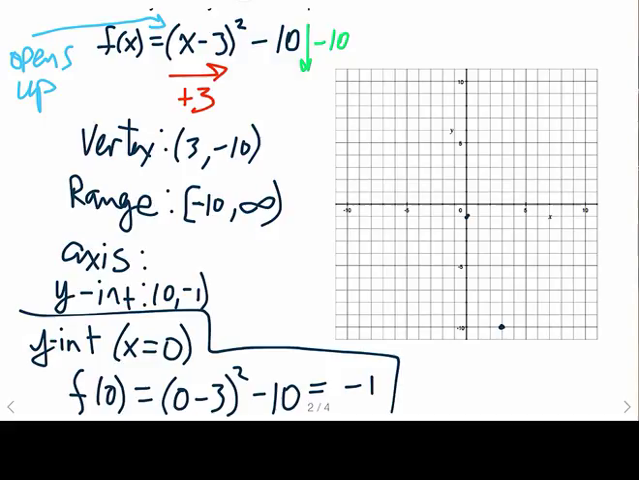And now what we're looking at is a parabola that has a vertex at (3, -10) and goes through the point (0, -1). That's enough information to draw a good piece of this, so let's go ahead and do that. And here we have a nice curve from the vertex to that y-intercept.